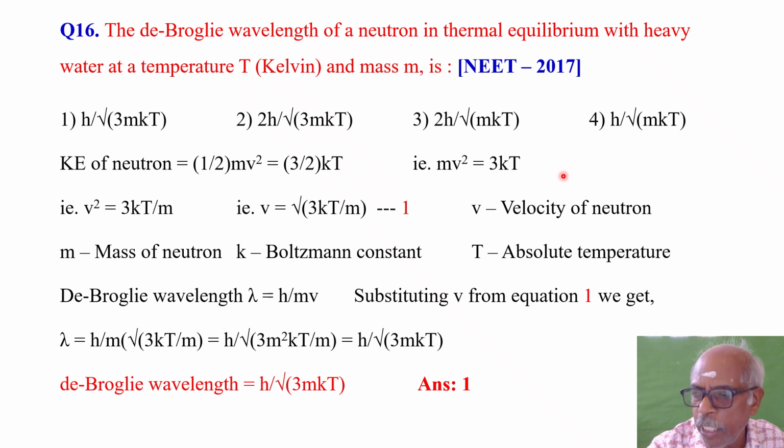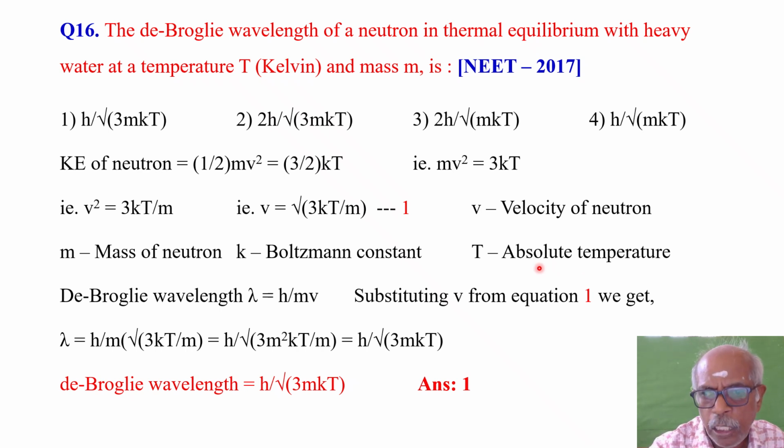Okay, what do we have to find? The de Broglie wavelength. So v squared is equal to 3kT by m, that is, v is equal to square root of 3kT by m. Here v is the velocity of the neutron, m is the mass of the neutron, k is Boltzmann's constant, and T is the absolute temperature, given in the unit Kelvin.